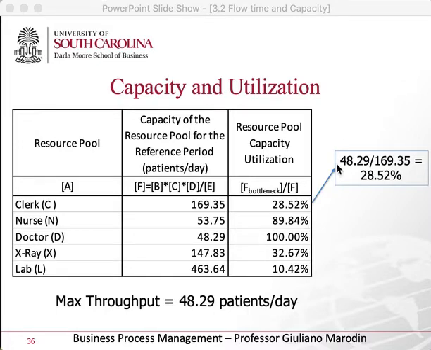Okay, I'll correct the material. If you downloaded before I corrected, just figure that out and correct it by yourselves. Okay, so my total max throughput, max capacity, is 48 patients per day.